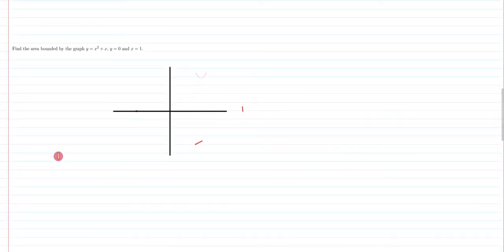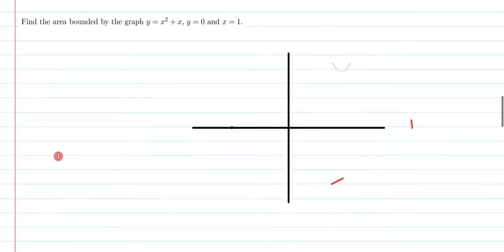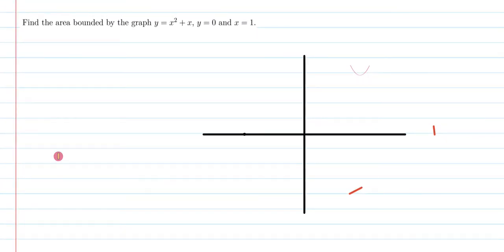Okay, so let's now do another example, and you're going to see how this plays out. What we're being asked here is to find the area bounded by the graph y equals x squared plus x, y equals 0, and x equals 1. Now, before we can solve this, we have to figure out which areas are above and below the x-axis. To do that, we're actually going to have to graph it. So let's begin by graphing what our function is going to be.